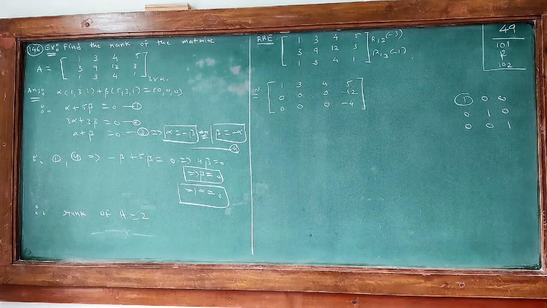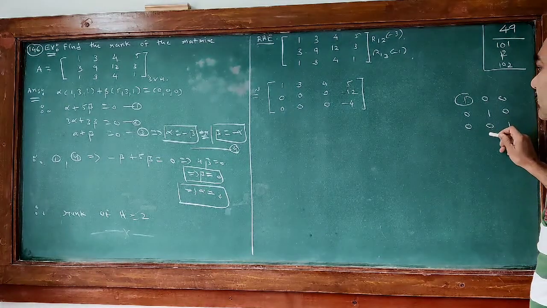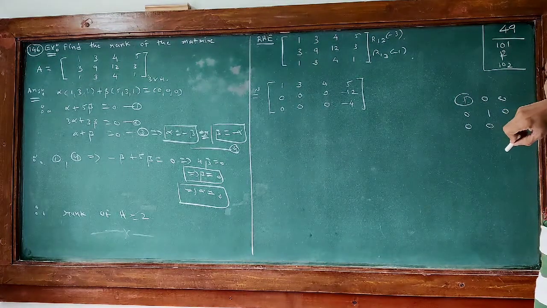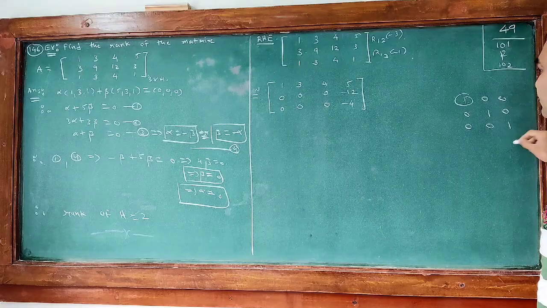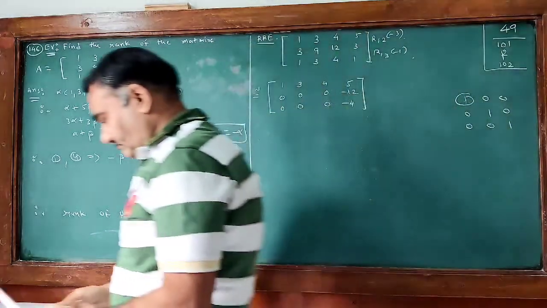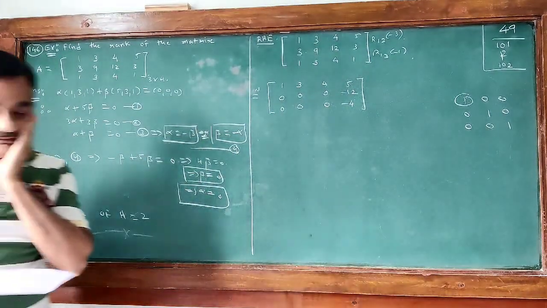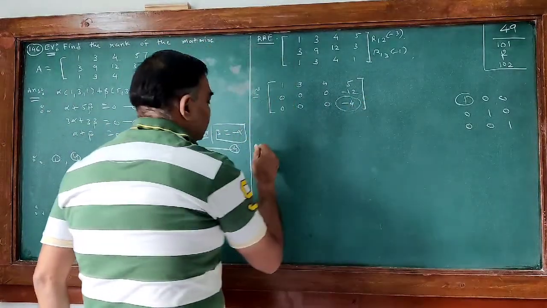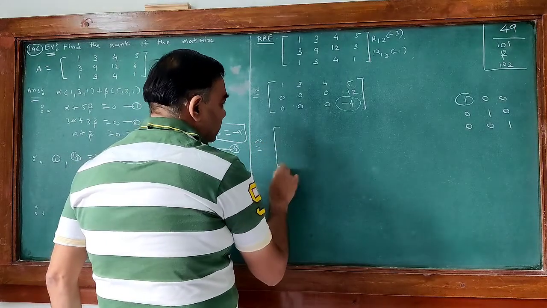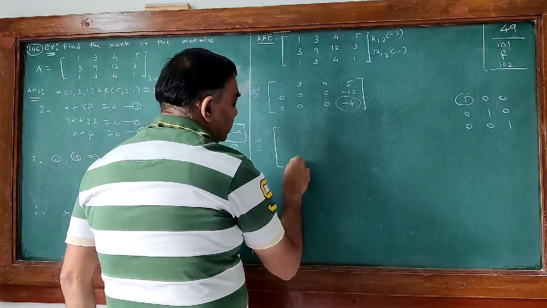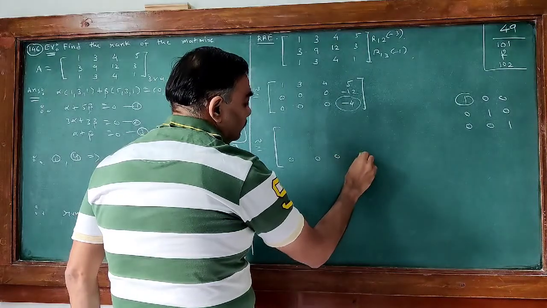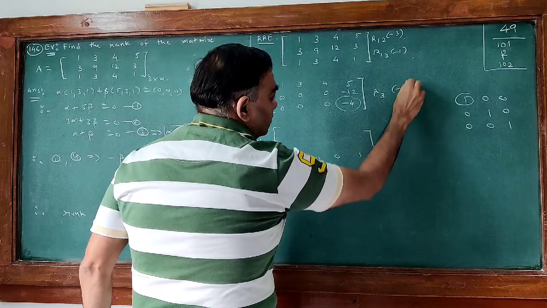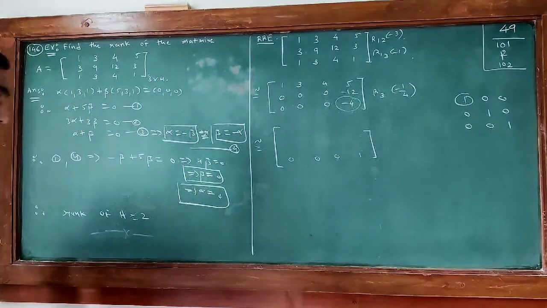Further, there is no possibility for this one. So we have to find this one. So we want 1 here, 0 0 0 1. It means we multiply third row by -1 by 4. This is one way.